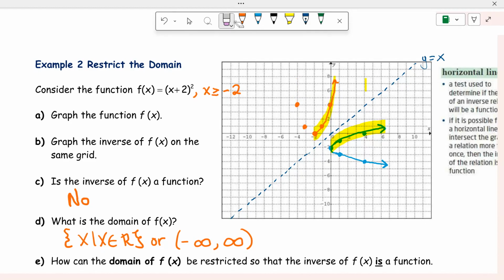Would you guys have to erase this if I put that restriction on the original? So if I did that, would you now have to erase this? If I put that restriction and said only graph the values where x was greater than or equal to -2, this would now be what the graph looked like. Is the inverse now a function? Yes. That would be a restriction that you could apply. There's infinitely many answers, guys.